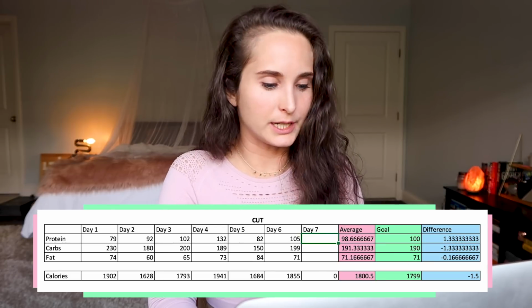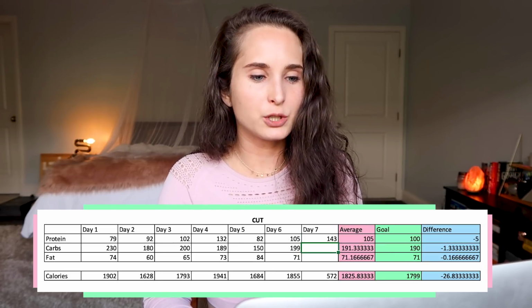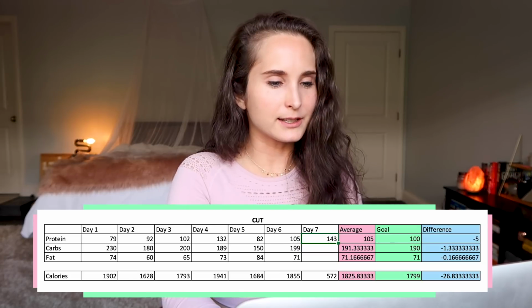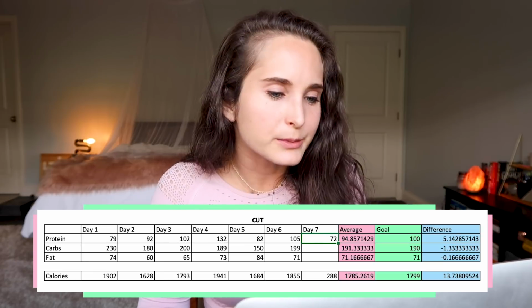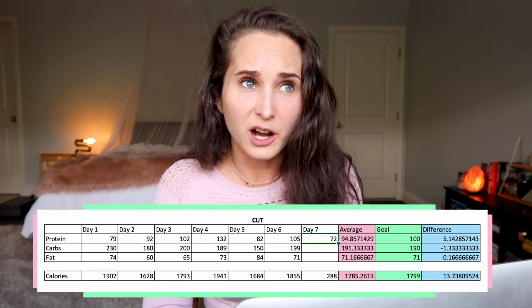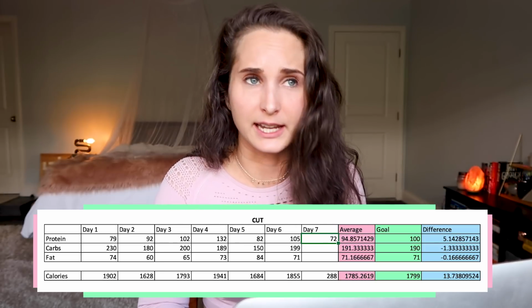On the high end of protein, we can go up to 143 grams of protein if you just really love chicken. Or you can eat as little as 72 grams of protein. That's almost 30 grams of protein less. That's like an entire serving of protein less than you need to hit your average goal.